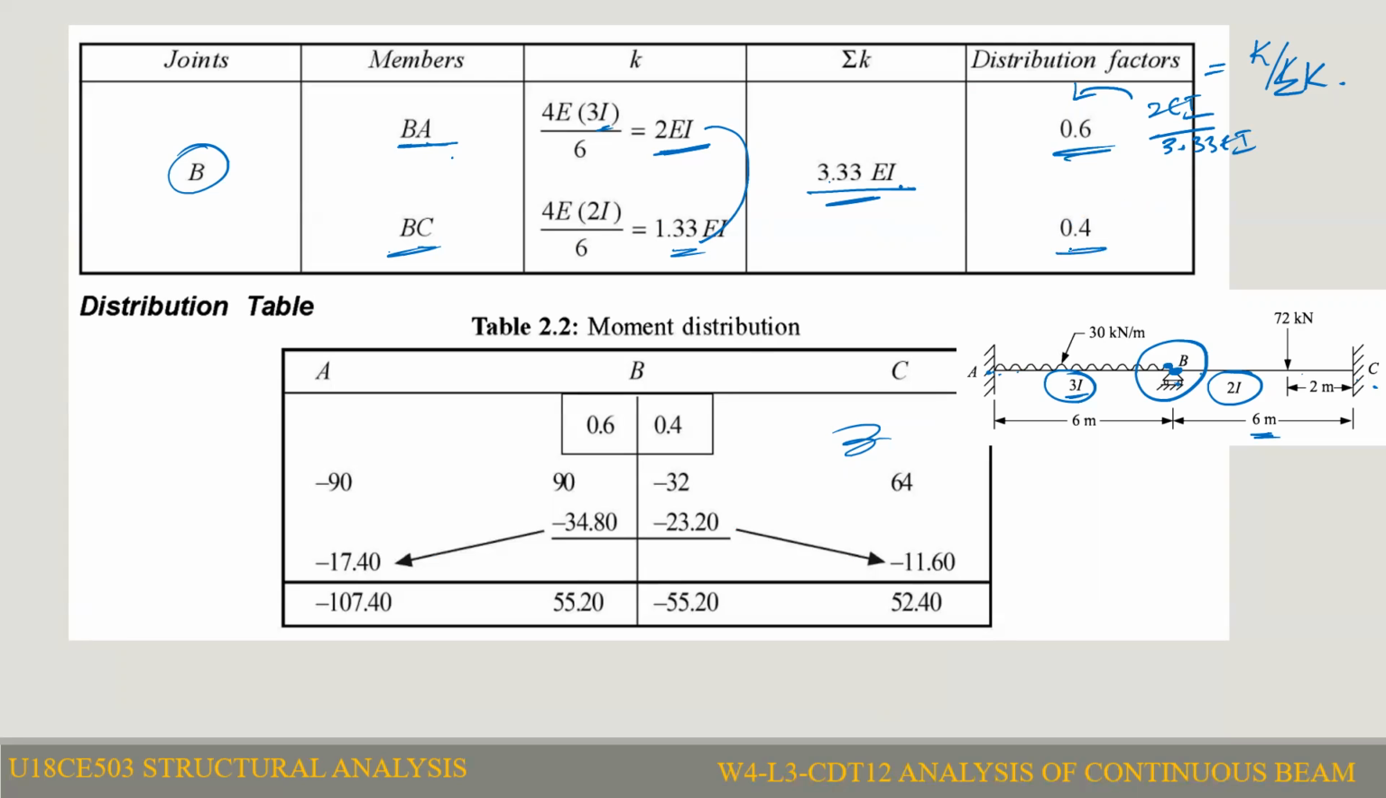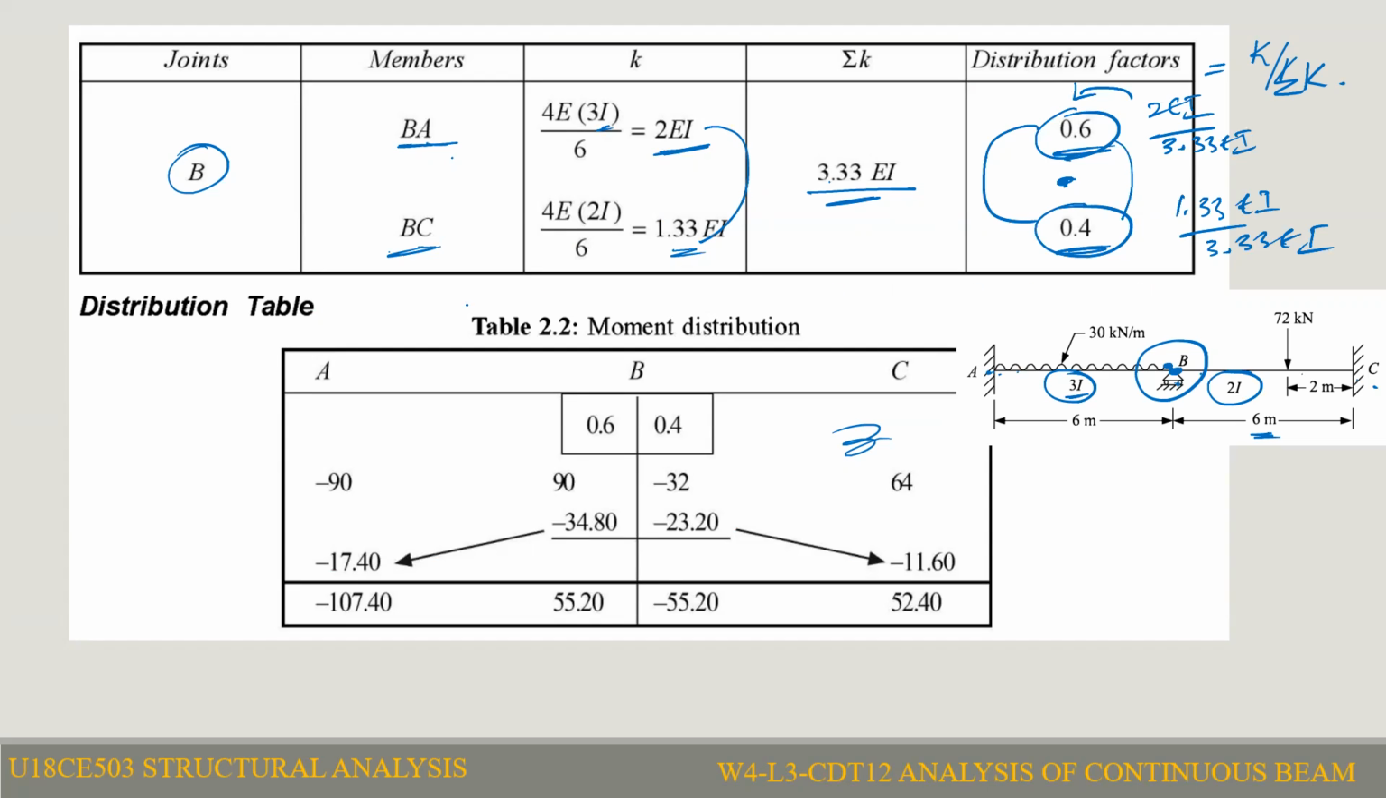So similarly, the distribution factor for BC is 1.33 EI divided by 3.33 EI. You solve this: 0.6 and 0.4. So you can check like this. The summation of distribution factors at the joint must be equal to 1. This condition you need to check. This is one of the checks: the sum of distribution factors at the joint must be equal to 1.